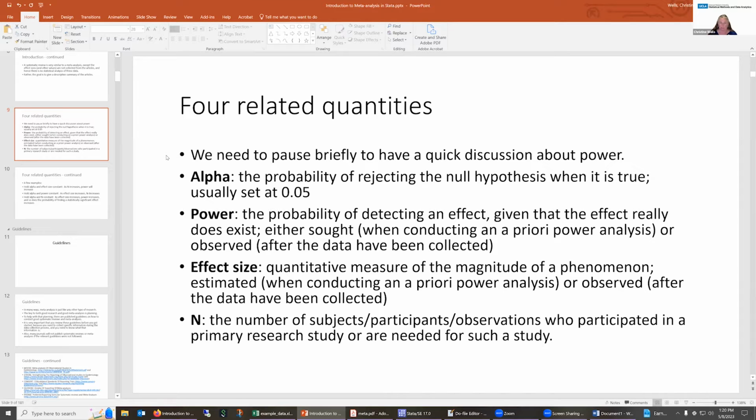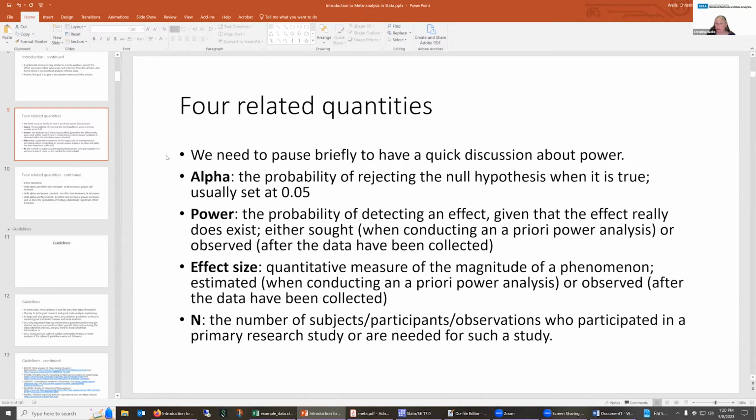Now, power can either be something that you go looking for, when you're conducting an a priori power analysis, or it can be observed after the data are collected. But either way, we're talking about power. An effect size, again, is the quantitative measure of a magnitude of some phenomenon that exists in the real world. It can be estimated, such as when you're doing your power analysis before you've conducted your research, or it can be observed, which means you figure it out after the data have been collected.